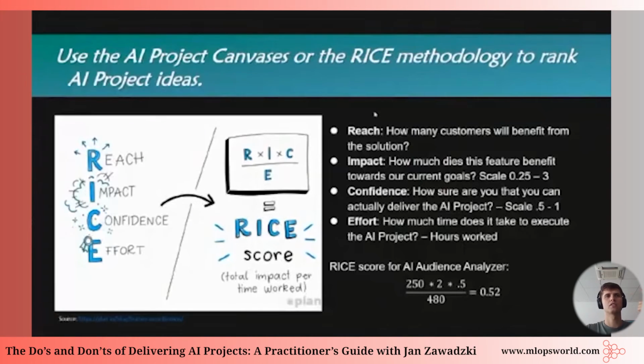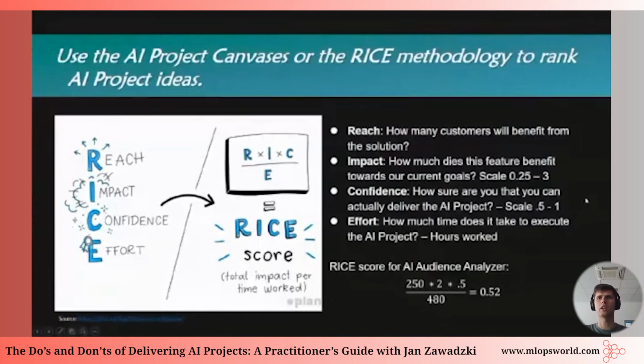Impact: how much does this feature benefit us towards our current goals, and here you see that it's not just about creating money, but whatever my goals are. So increase retention by 10% and improve click-through rate by 2%. These are goals that we might have, and then we can estimate how much this product will help us skew our current metric towards these goals.